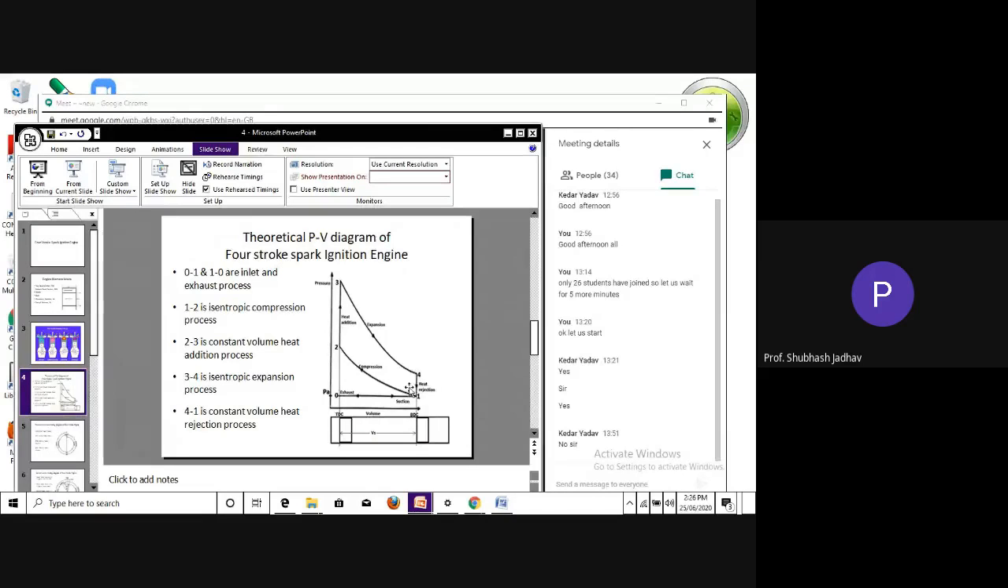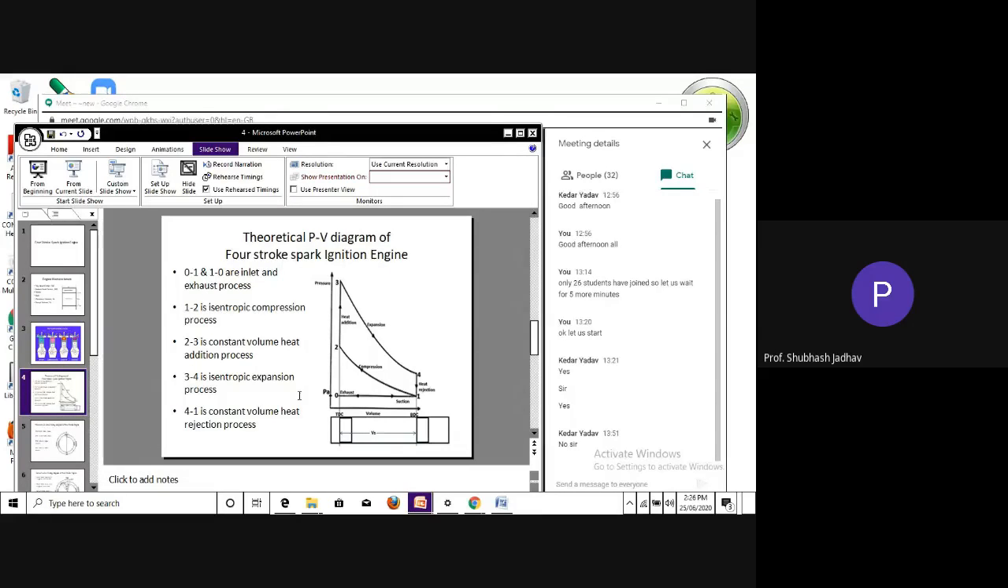Similarly, we have also assumed one extra process, which is a heat rejection process, which we are again assuming happens when the piston is at bottom dead center, and correspondingly we have added this line. So in all, 0 to 1 is your suction, 1 to 2 is your compression, 2 to 3 is your constant volume heat addition process, 3 to 4 is your expansion process, 4 to 1 is your constant volume heat rejection process, and 1 to 0 is your exhaust process. So this is what you call the Otto cycle. This is your theoretical Otto cycle.